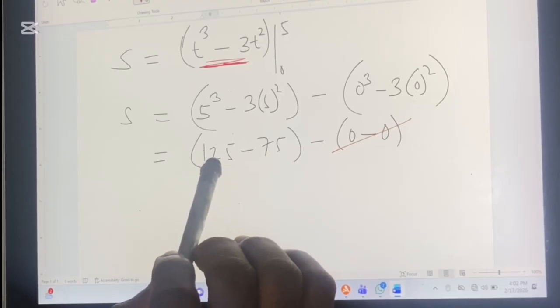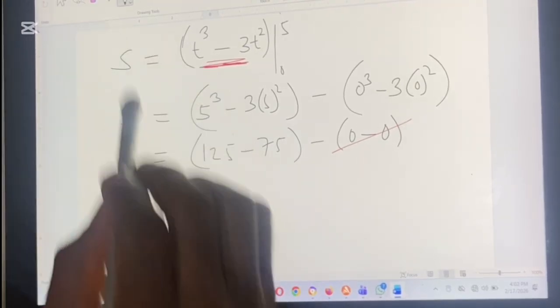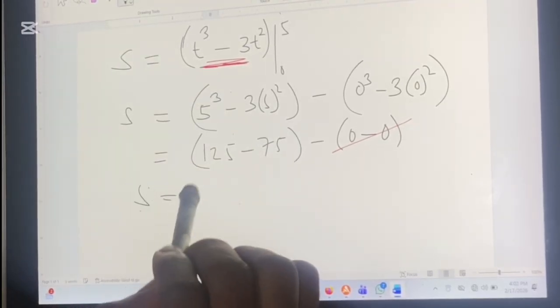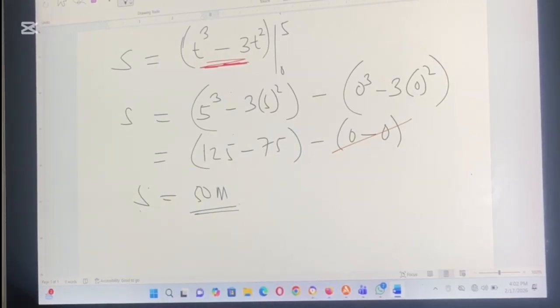So let's simplify this. 125 minus 75 will give us 50. So our distance here is equal to 50 in meters. This is our answer here, okay? Now let's solve the next question here.